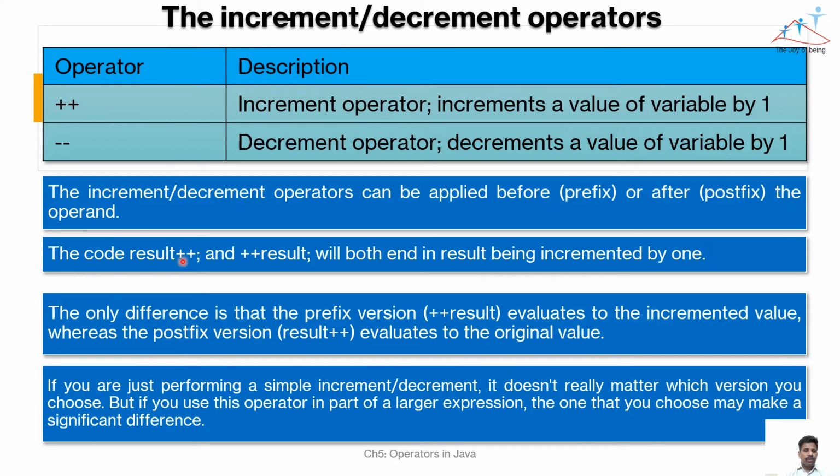Okay, so the code result. If we write this independently, result plus plus and plus plus result, here it is postfix and this is the prefix increment operator, both will end in result being incremented by 1. In both expressions, the value of the variable result is incremented by 1. The only difference is that the prefix version, that is plus plus result, evaluates to the incremented value, whereas the postfix version, that is result plus plus, evaluates to the original value when it is part of a larger arithmetic expression.